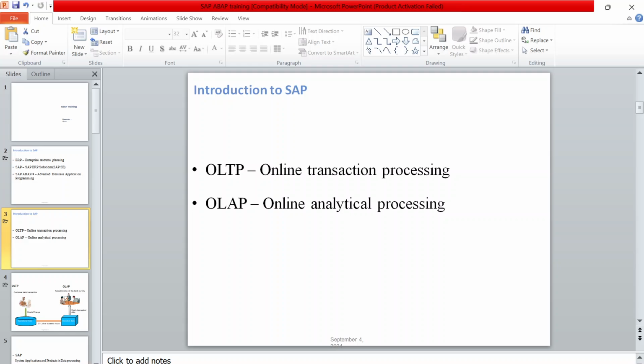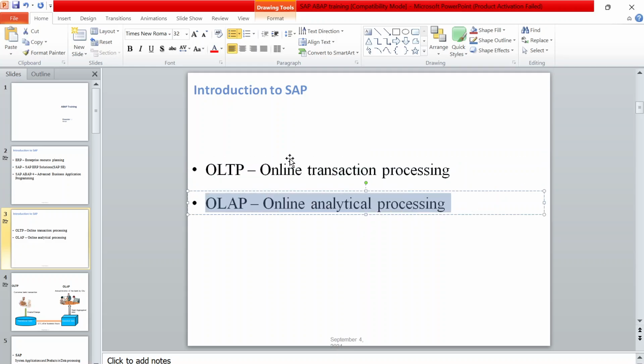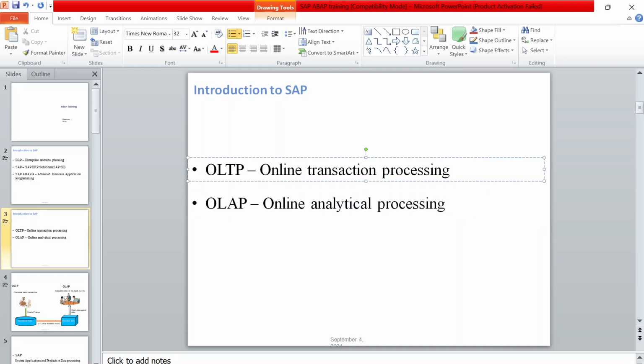Next, OLTP, OLAP. What is OLTP and what is OLAP? OLTP means online transaction processing system and OLAP means online analytical processing system. Don't take it as some technical thing, because I'll relate it to real world examples. I'll tell you an example for an OLTP system. How many of you deposited any amount in the bank or withdrew an amount? Most of you do that regularly, right?